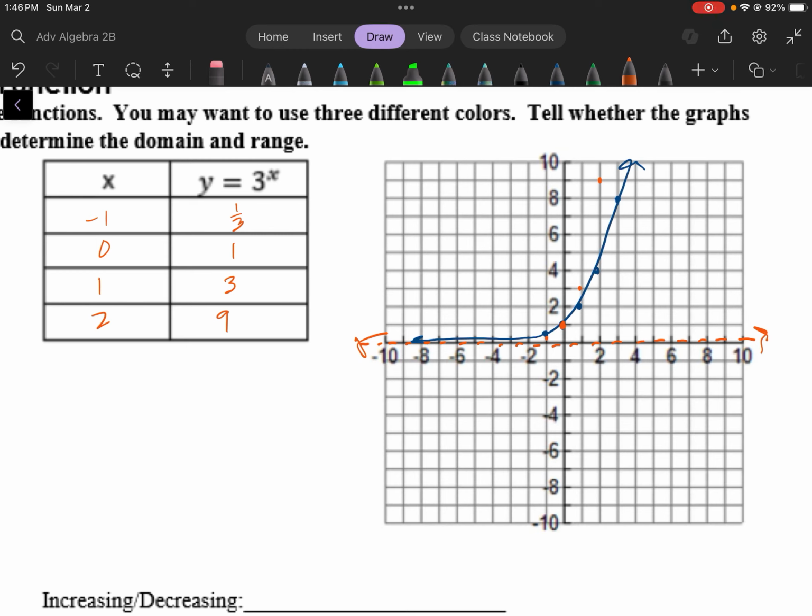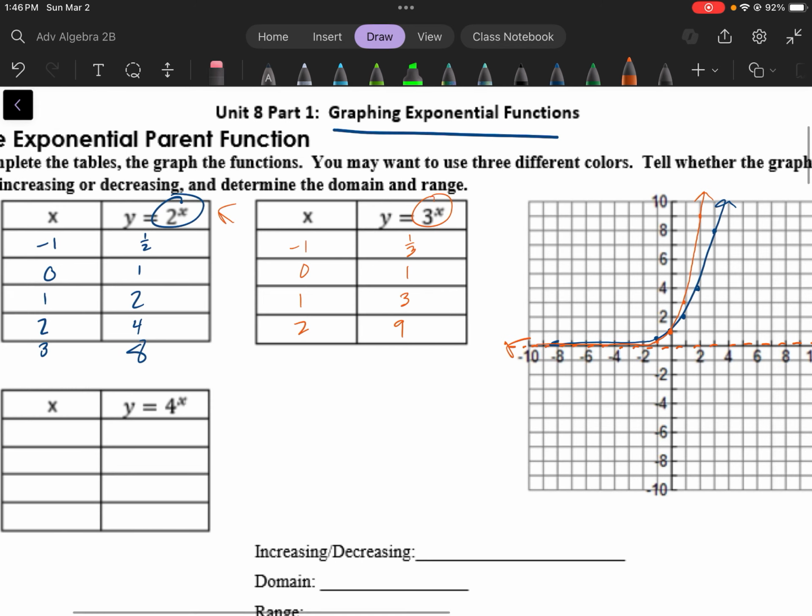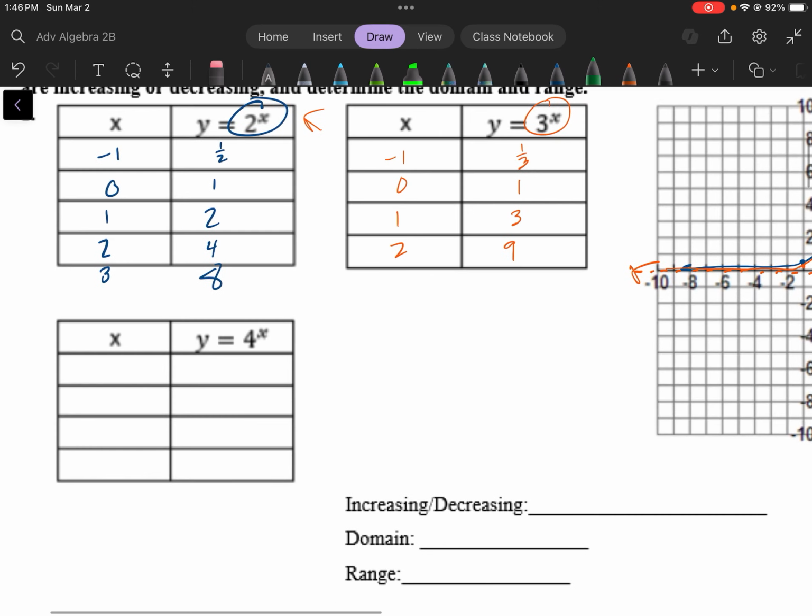And so our graph is going to be super flat and then start curving up. And since that base value, the 3 compared to the 2 that we had a second ago, is bigger, I'm growing even faster. So then if we do it one more time, we could do negative 1, 0, 1, and 2. This would be 1/4, 1, 4, and 16.